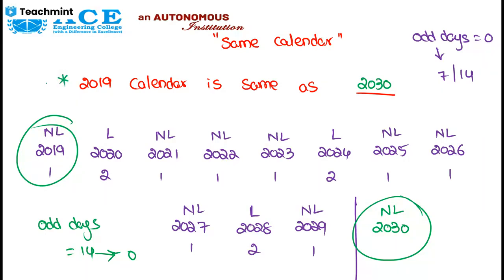Let me discuss two examples, then we'll give the shortcut, my dear friends. Let's see the other scenario. The next scenario is: 2001 calendar is the same as what?